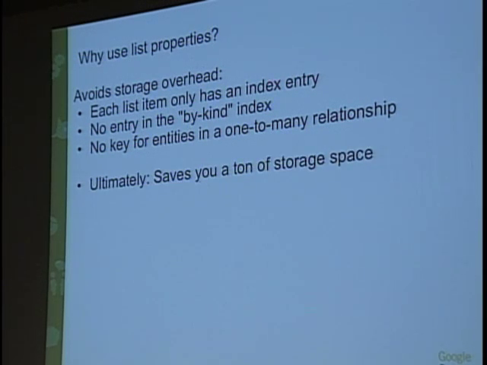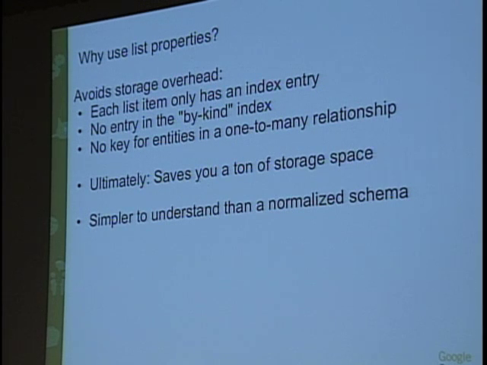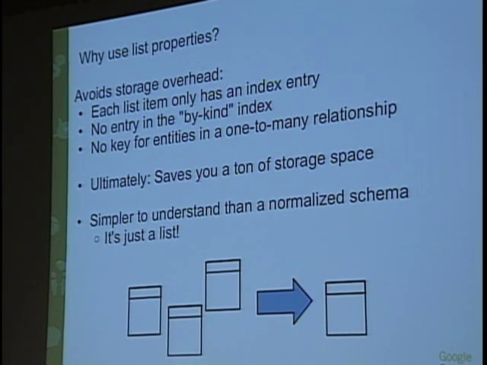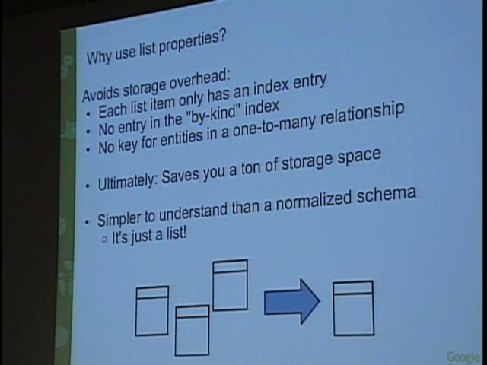Ultimately, this can really save you a lot of storage space. And it's actually simpler to understand than a normalized schema that you might find in a RDBMS scenario. If you do this in an RDBMS, you would probably set up a users table, a colors table, and then a third table, the intersect table, which contains users and each of their colors. You'd have one row for each favorite color for each user. With list properties, you can put everything in a single entity, and it's a lot simpler to understand.